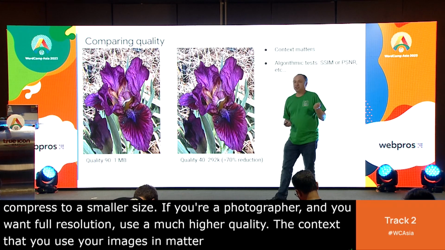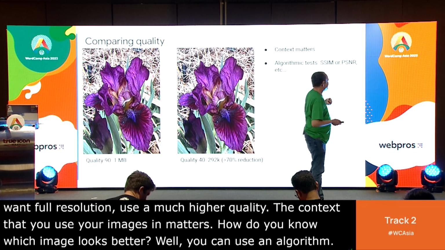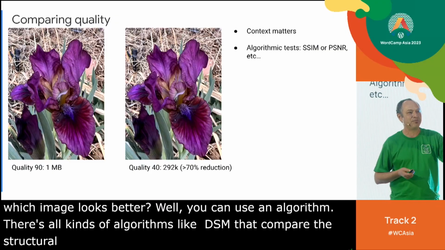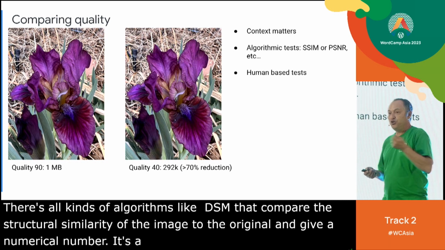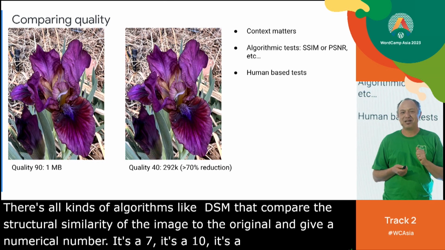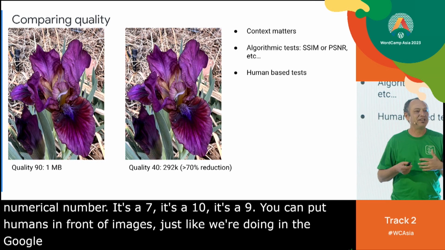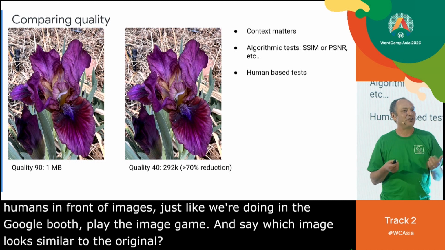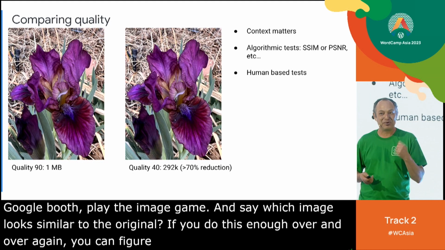How do you know which image looks better? Well, you can use an algorithm. There's all kinds of algorithms like DSSim that compare the structural similarity of an image to the original and give you a numeric number. It's a 7, it's a 10, it's a 9. You can also put humans in front of images and ask them, just like we're doing over in the Google booth, by the way. You can come play my little image game. And you can ask people, which image looks more similar to the original? And if you do this enough over and over again, you actually gather data and you can figure out what quality you need to use to meet human perception, which is different than algorithmic perception.